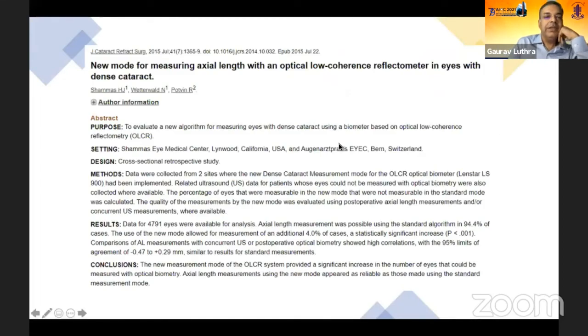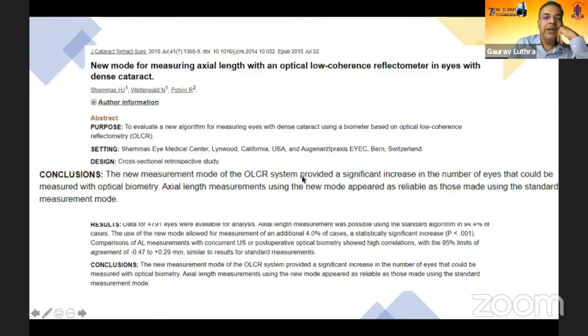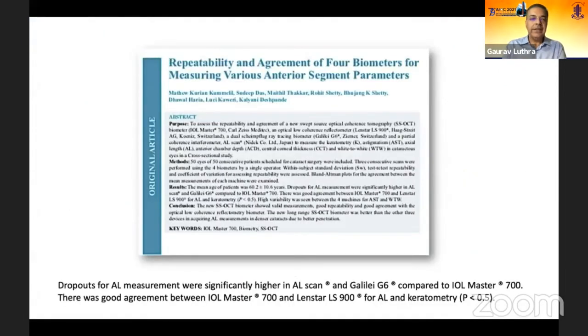So there was this new measurement mode on the Lenstar, which concluded that the new measurement mode of the OLCR system provides a significant increase in the number of eyes that can be measured. So it comes pretty close to the 700 now. Then again, this benchmark study, which I think came out of Narayana Nethralaya, compared 4 biometers, and the dropouts for axial length measurement were significantly higher in the NIDEK AL-Scan and the Galilei G6 compared to the 700, but there was very good agreement between the 700 and the Lenstar LS900 for axial length and keratometry, which are probably the most important 2 parameters.